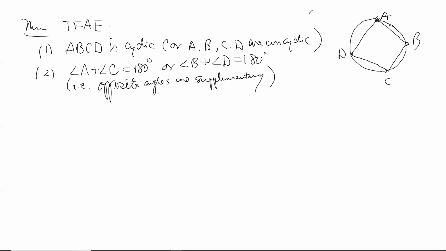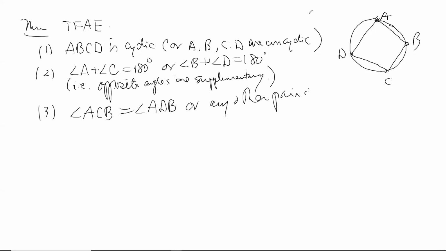Okay, and 3 is that the angle ACB equals the angle ADB, or any other pair of base angles. I just made up this name here. Base angles means this: ACB is one base angle, another one is ADB, another base angle. So these 2 angles are the base angles we are talking about.